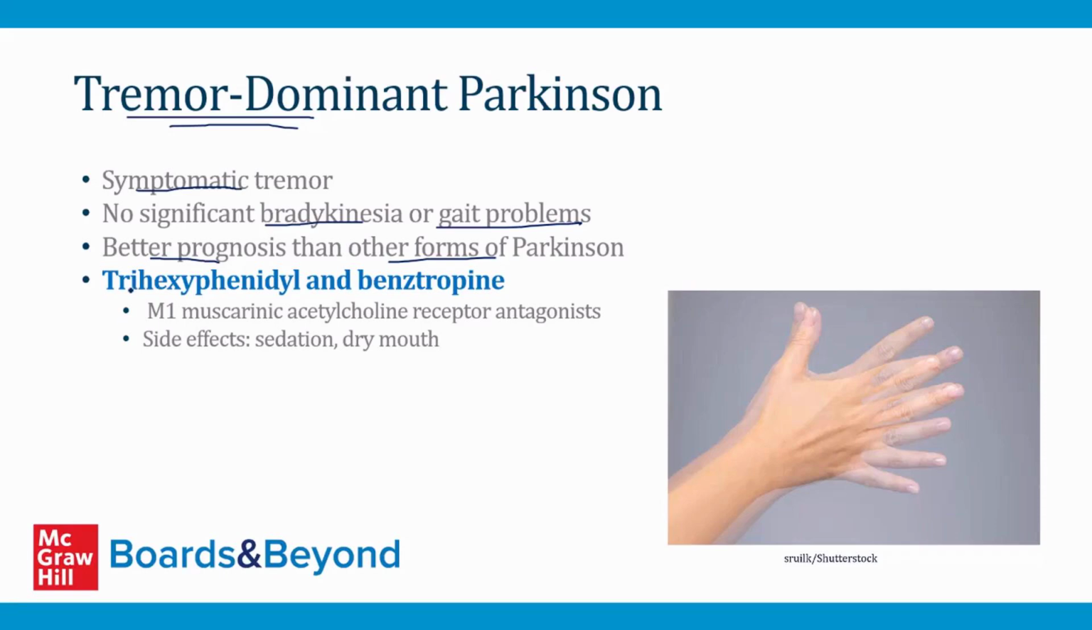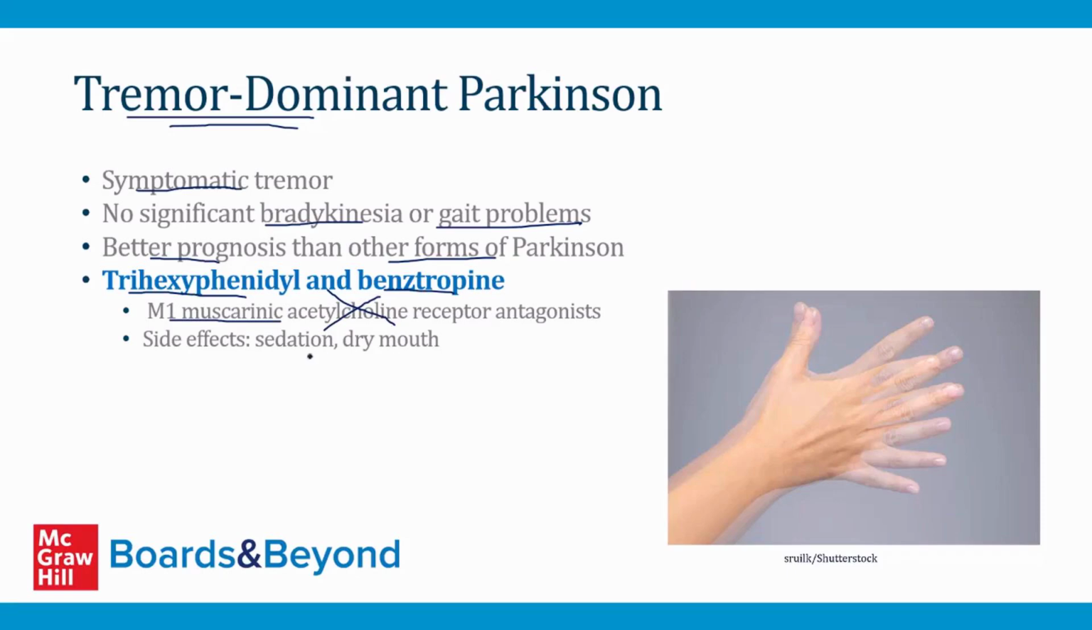And those two meds are trihexyphenidyl and benztropine. Both of these drugs are M1 muscarinic acetylcholine receptor antagonists, so they block the effects of acetylcholine. And it turns out that in the brain, acetylcholine opposes the actions of dopamine. So by blocking acetylcholine receptors, you get more dopamine activity. And that turns out to be particularly helpful for patients who have major issues with tremor. And that's where these two drugs come in, treating patients with problems related to tremor.